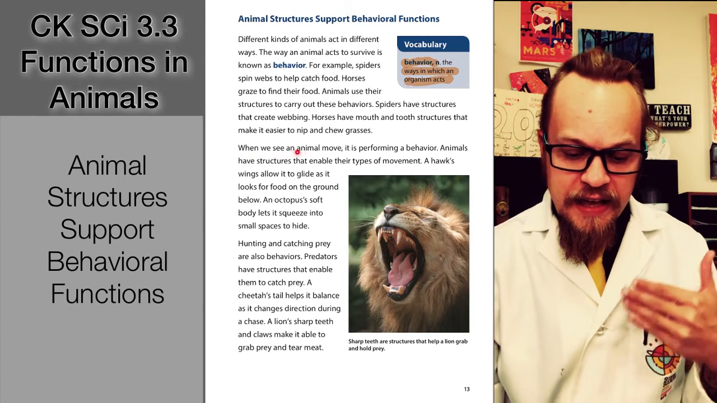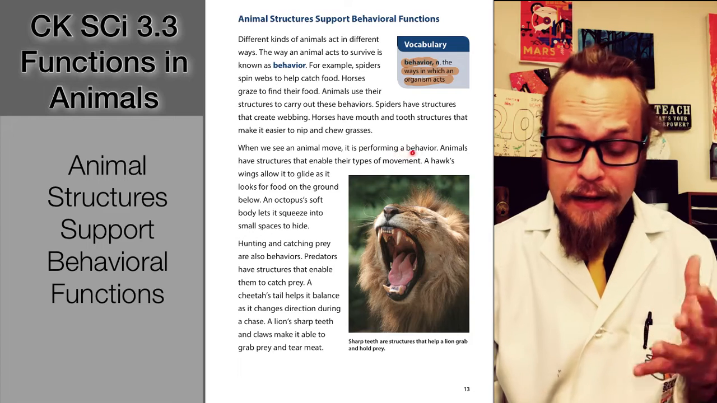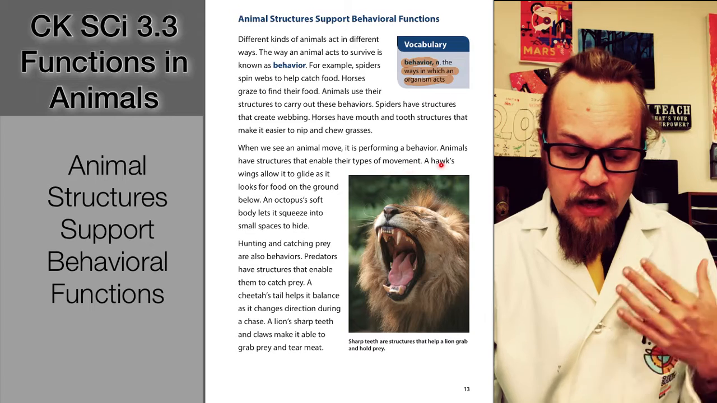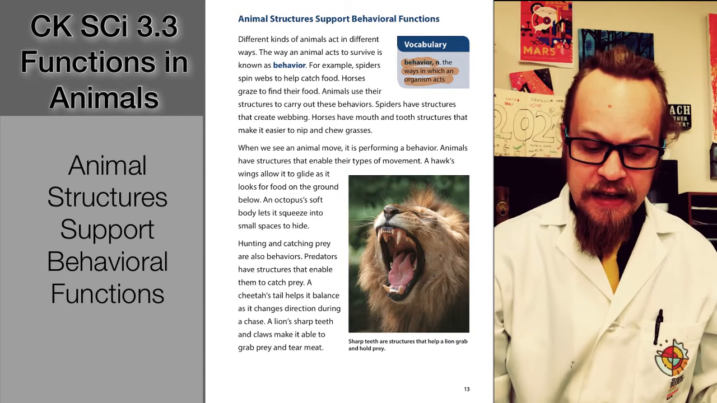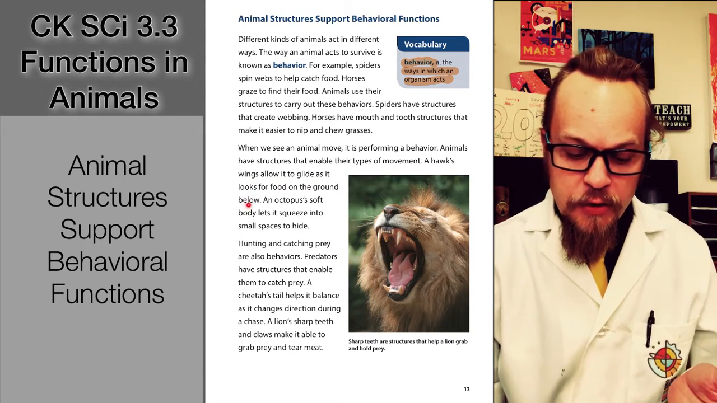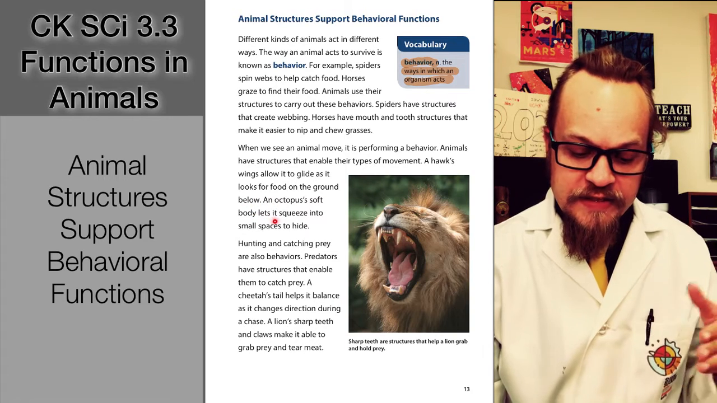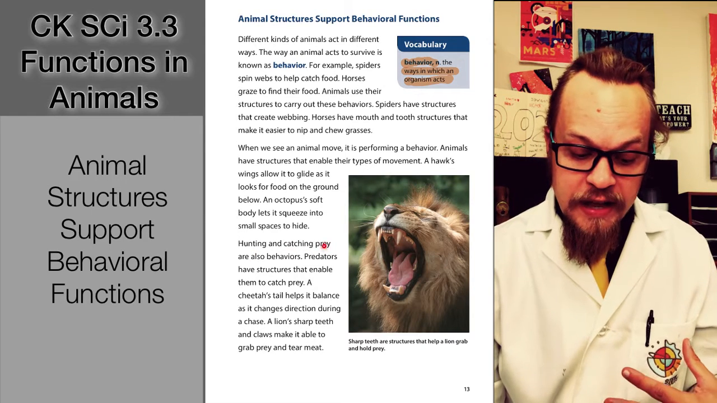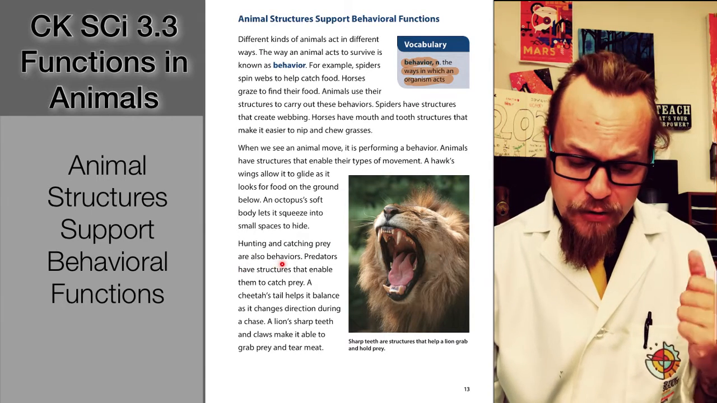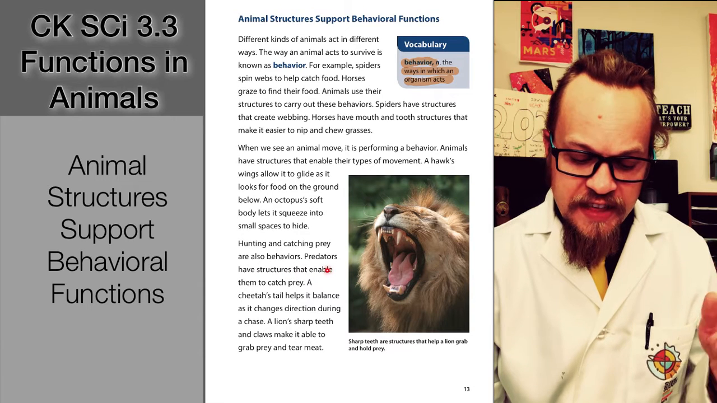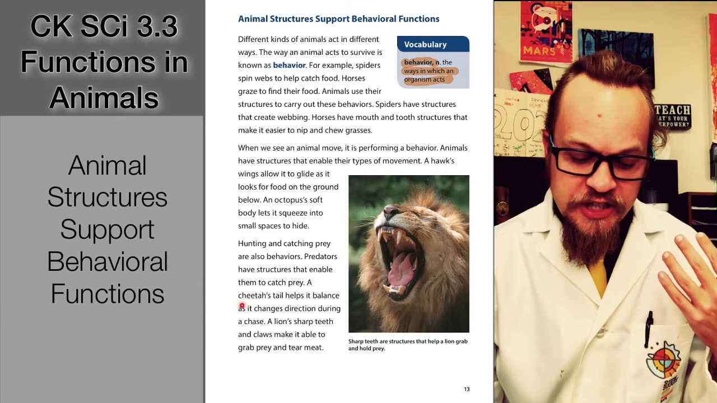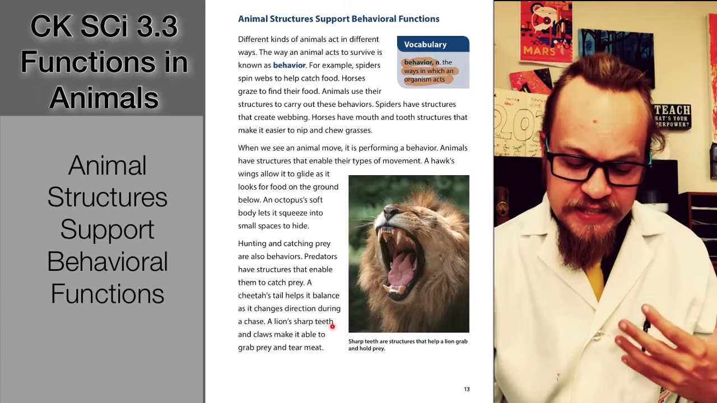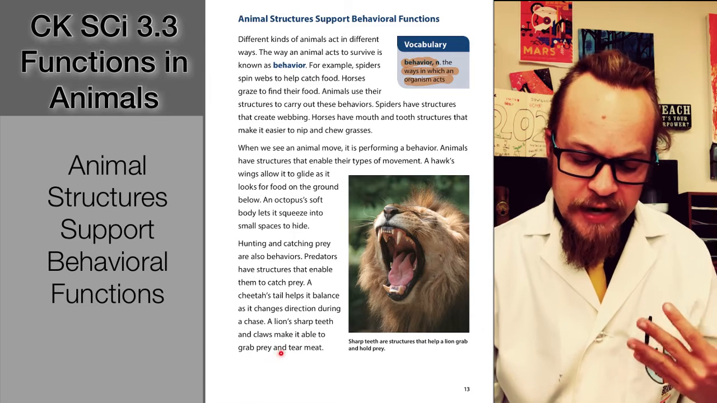When we see an animal move, it is performing a behavior. Animals have structures that enable their types of movement. A hawk's wings allow it to glide as it looks for food on the ground below. An octopus's soft body lets it squeeze into very small places to hide. Hunting and catching prey is also a behavior. Predators have structures that enable them to catch prey. A cheetah's tail helps it balance as it changes directions during a chase. A lion's sharp teeth and claws make it able to grab prey and tear meat.